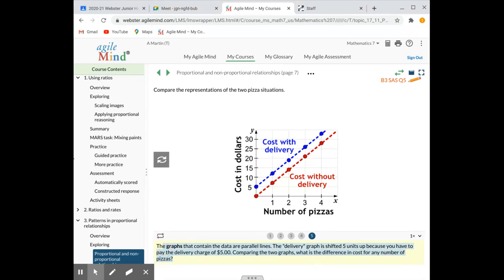Do I read the stuff you highlighted? Yes, ma'am. The graphs that connect the data are parallel on parallel lines. The delivery graph is shifted 5 units up because you have to pay the delivery charge at $5. Comparing the two graphs, what are the differences in the cost for any number of pizzas? What's always going to be the amount of difference in the cost? No matter how many pizzas you buy, what's always going to be the different amount?